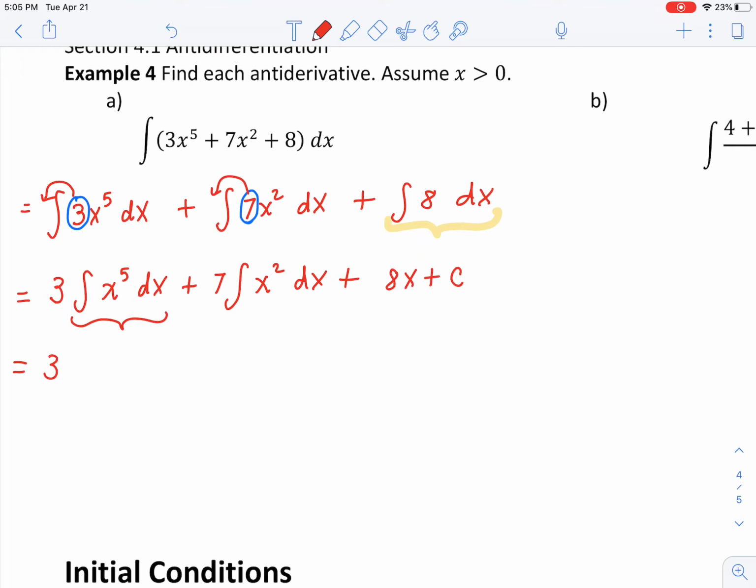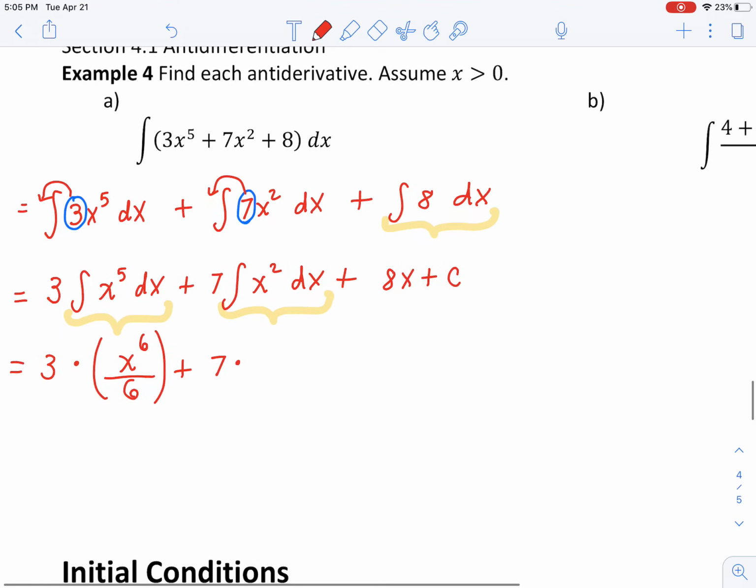That's going to be what? 8x plus c. So that got me 8x plus c. Now we're going to go ahead and work with these two in the beginning. So 3 times, now use that power rule. Increase the exponent by 1. So that's going to be x to the what power? 6th power. And divide that by what number? The new power of 6. Plus 7 times, right? 7 times.